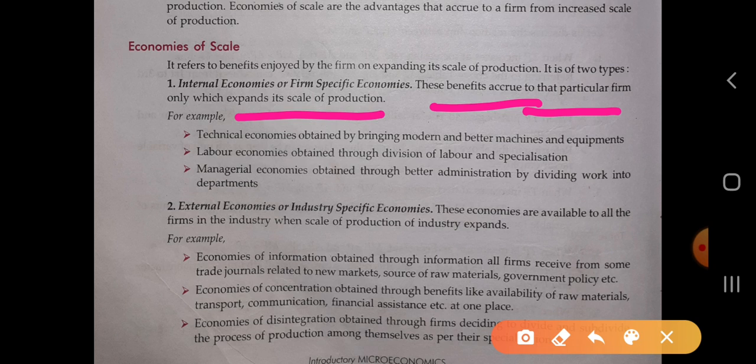Simply means ये इंटरनल इकोनॉमीज ऑफ स्केल का मतलब यही कि वो बेनिफिट वहीं मिलेगा जहाँ पे स्केल ऑपरेशन को एक्सपैंड किया गया है. दैट इट डजेंट मीन कि अगर उसने लेबर को किया है तो कहीं और मैनेजमेंट में होगा.